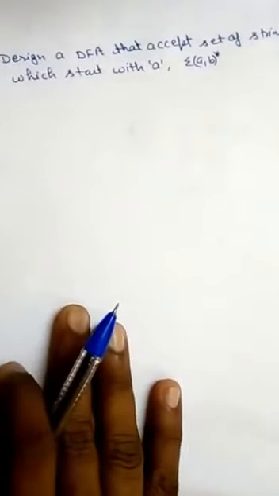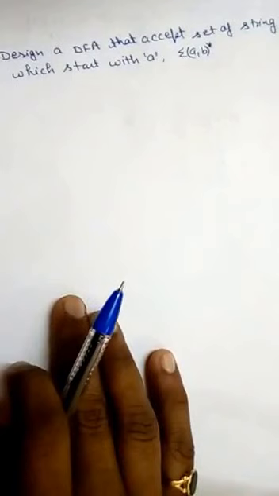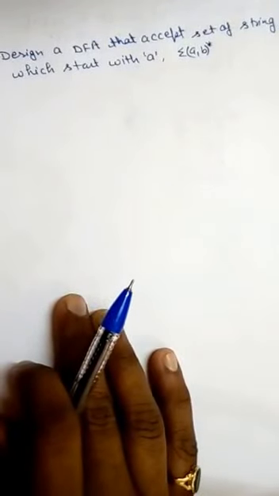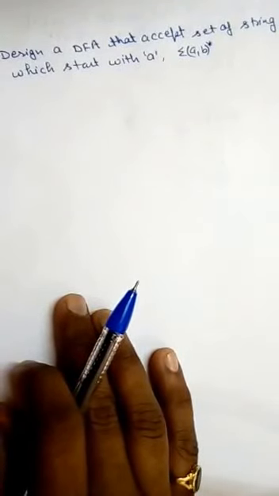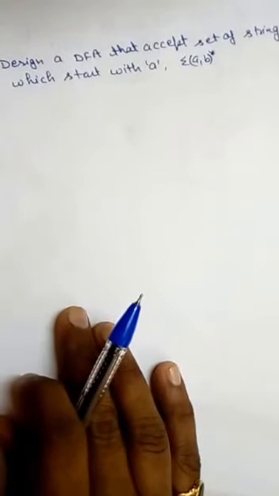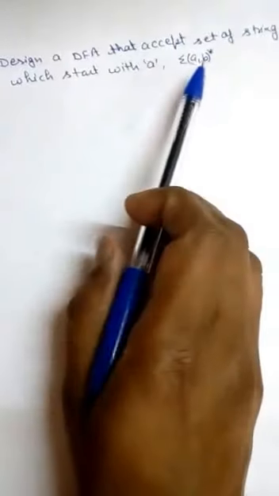Today I will tell you how to design a DFA for the given input statement. The statement is: design a DFA that accepts the set of strings which start with A, and the input symbols will be A or B.